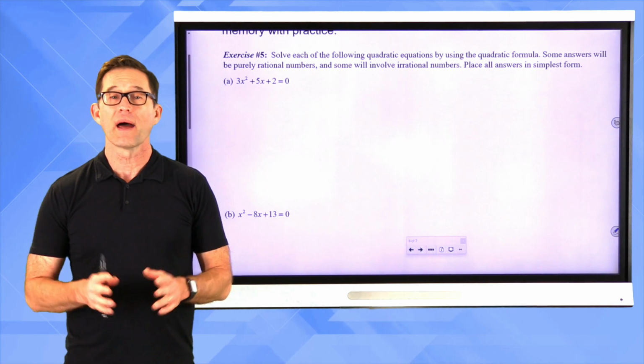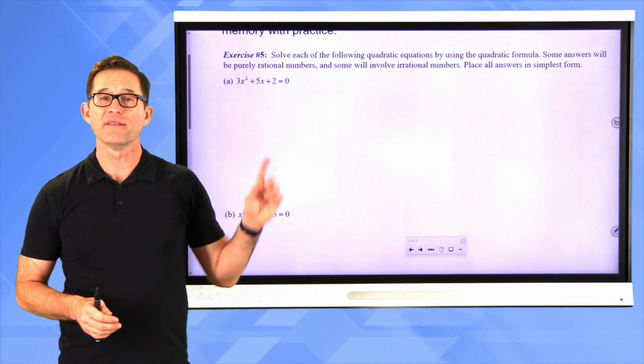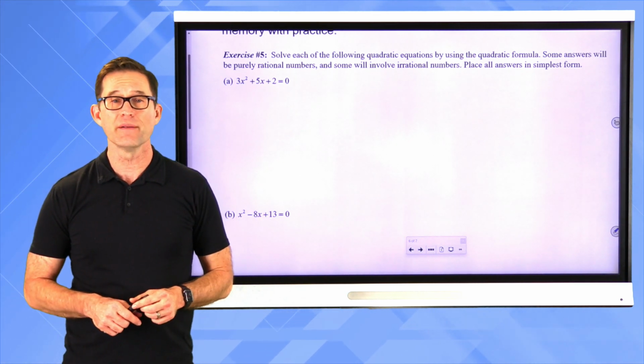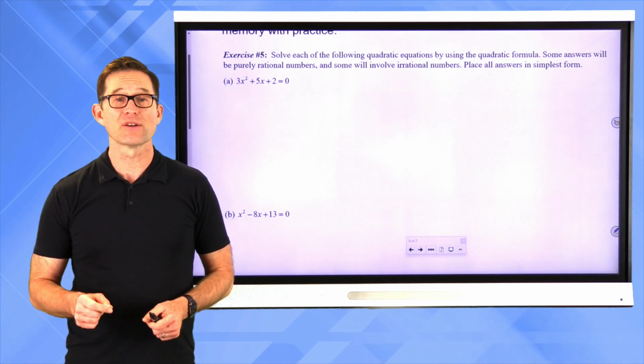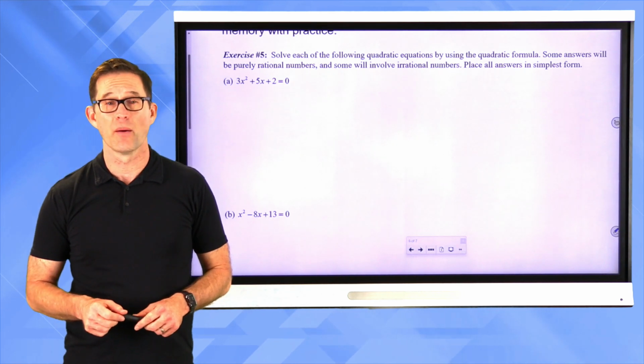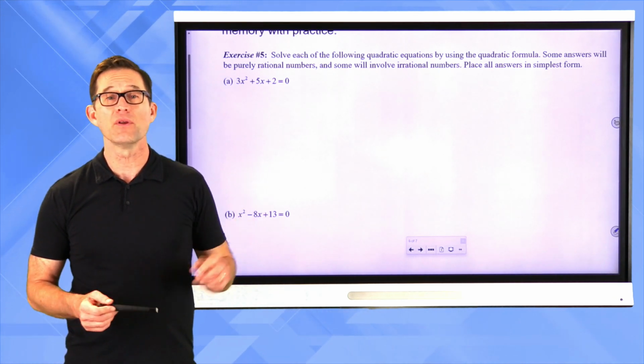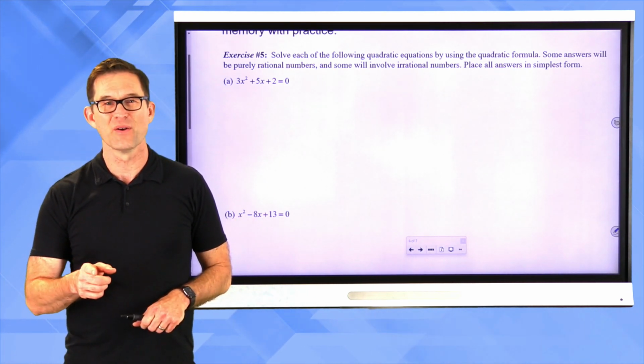Awesome. Well, I'd like you to pause the video now and take a shot at letter A. Maybe the answers are rational like in the last problem. Maybe they're irrational like in the previous two problems. Either way, see what you get for letter A. Pause the video now.